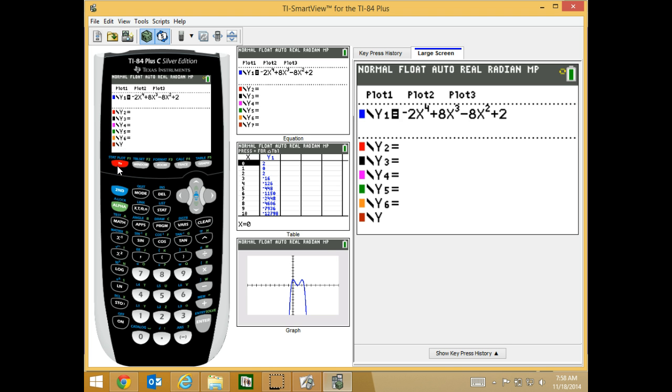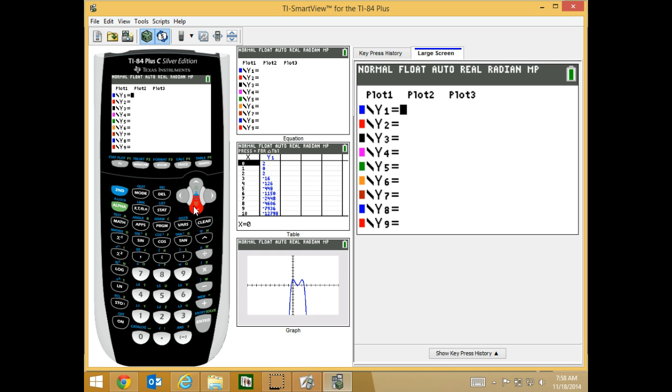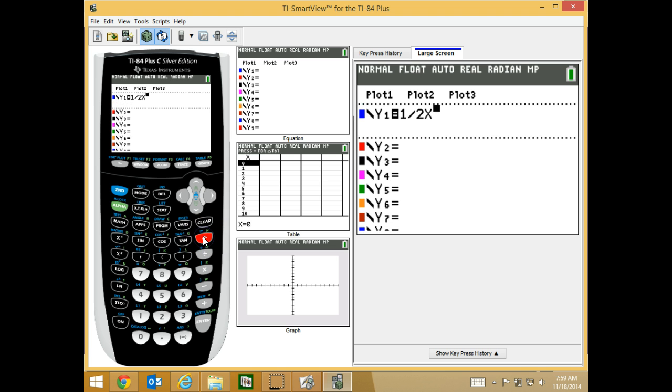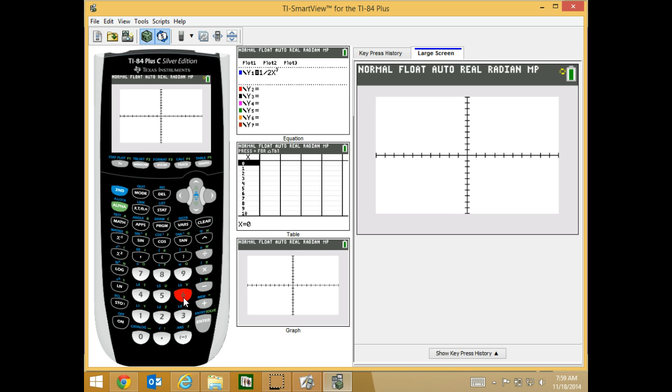I'm going to go to y equals. And since I have an equation in y sub 1, I'm going to get rid of that. And my plot is turned off. Make sure your plot's turned off, because sometimes that can cause issues with your graphing. So I'm just going to enter 1/2 x, and then there's the exponent button. Use this little caret button right here. So 1/2 x cubed, and I'm going to graph that on the standard window, zoom 6.